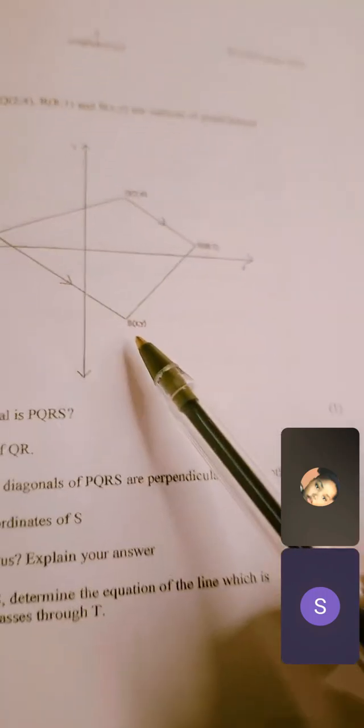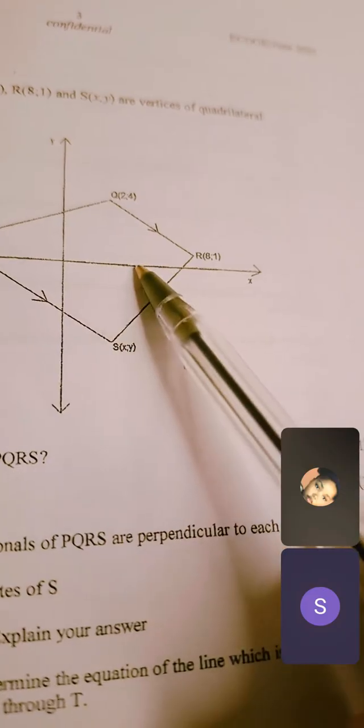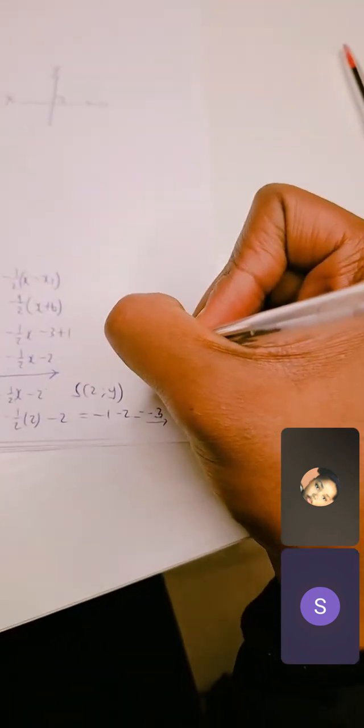So S is going to be (2, -3). When we look at that point, does it make sense that x is 2? Yes, because the x values here are positive. Does it make sense that y is negative 3? Yes, because in this quadrant the y values are negative. So it makes perfect sense. S is equal to (2, -3).